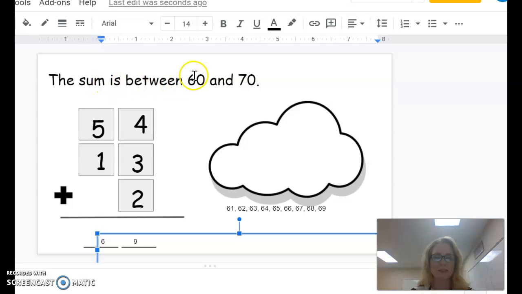So again, look at our clue. The sum is between 60 and 70. So we have 69. Yes, it is one of our answers. All right, we have placed it right and we have come up with the answer. This is how your activity is going to look. All of your slides will have these. So good luck with Place It Right, first graders.